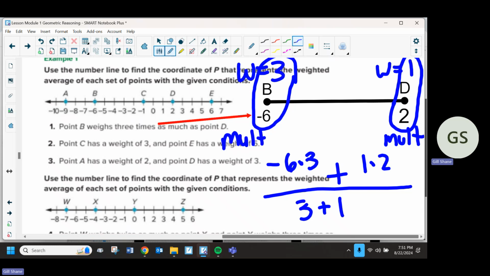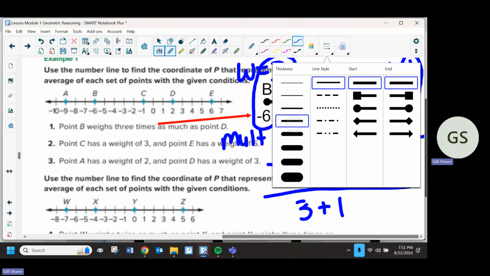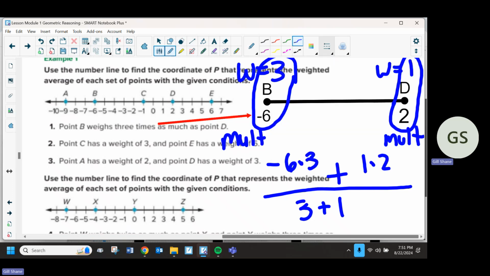So if you do the math on that, I will make this a little bit darker now. -18 plus 2 is -16 divided by 4, -4. And again, just so you understand what that means, the weighted average, if B is more important, the weighted average, so the midpoint would be at -2.